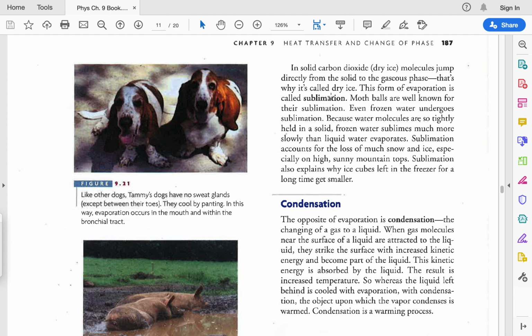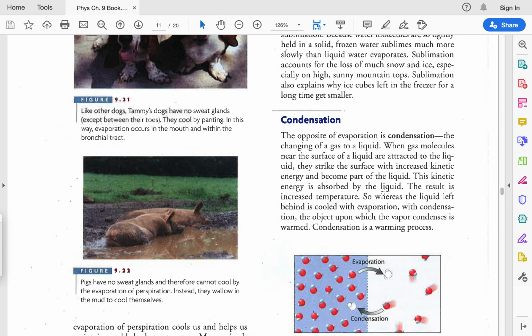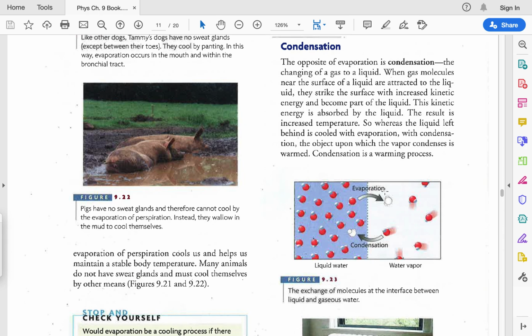Sublimation is if something is solid and it goes straight to gas, so it skips the liquid form. That's sublimation. And then there's one called deposition. Think of deposit. Deposition is the opposite of sublimation. It goes from gas all the way to solid, again skipping the liquid phase. Condensation is the opposite of evaporation. It's going from gas now to liquid.